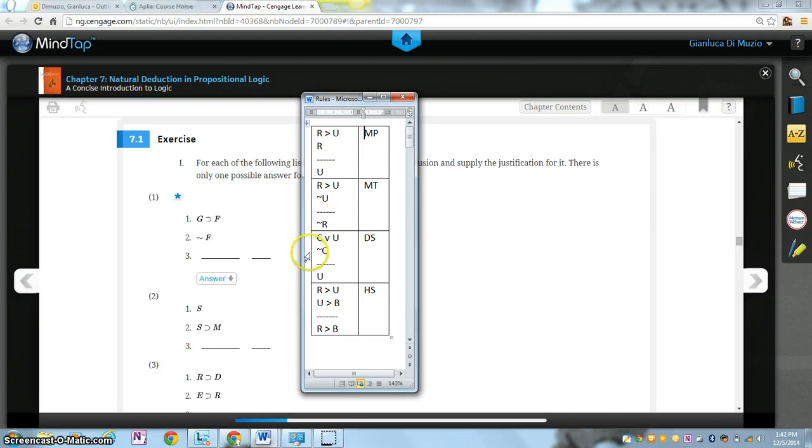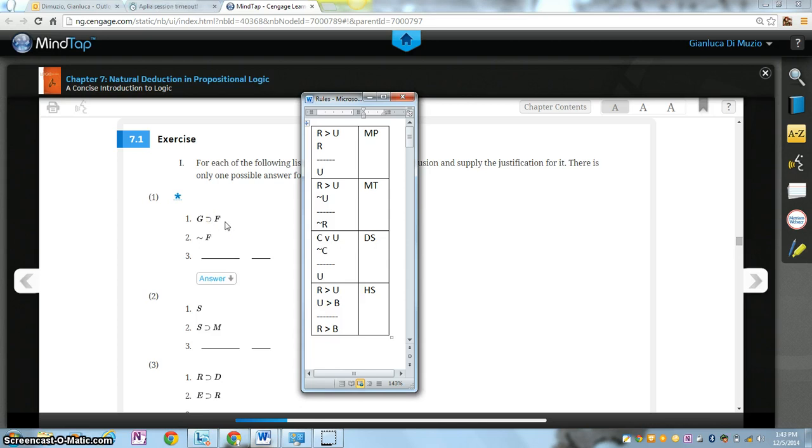Well, obviously they couldn't fit disjunctive syllogism because disjunctive syllogism requires a disjunction, and there's no disjunction in if G then F and not F. It couldn't fit hypothetical syllogism because that requires two conditionals as premises, and obviously 1 and 2 are not two conditionals, only one is a conditional.